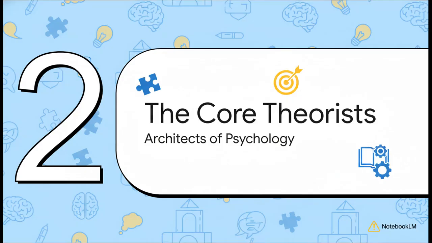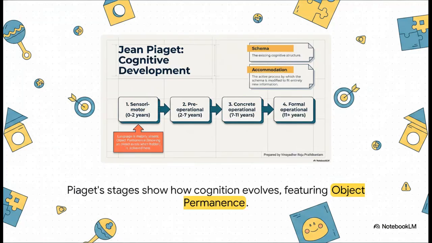All right, with those principles locked in, let's move on to the main event, part 2, the core theorists. You can think of these people as the architects of child psychology. Their names and ideas are going to be all over the TET, so paying close attention here is a real game changer. And we have to start with the giant himself, Jean Piaget.